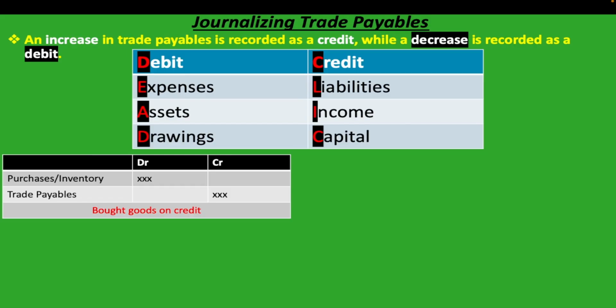Remember, when you buy goods on cash, it has nothing to do with trade payables. As we've already explained, you would credit bank in that instance because money is leaving your account, because bank is an asset. But if you're buying on credit, you credit your trade payables.